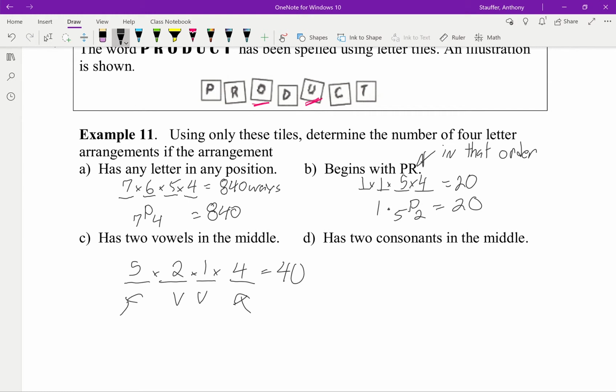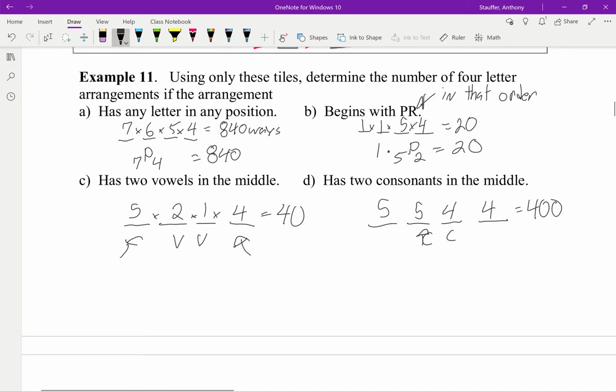The last one, we want to know with 2 consonants in the middle. So I go 1, 2, 3, 4. Now here, we're going to have a consonant and a consonant. So in total, I have 5 consonants, and then I have 4 consonants. From here, there's no restriction on my 2 other letters. So that means that I have 5 letters and that I have 4 letters after I've placed those 2. So I get 5 times 5 times 4 times 4, and that will give me 400.